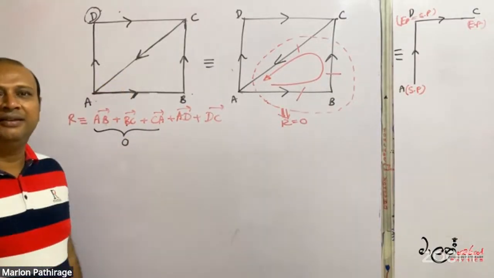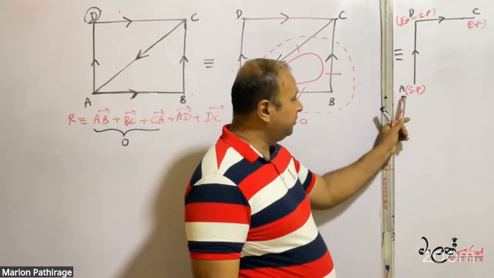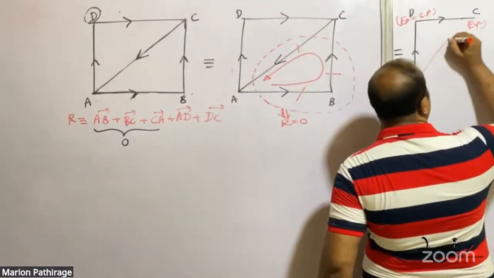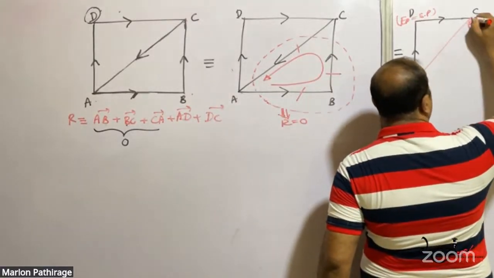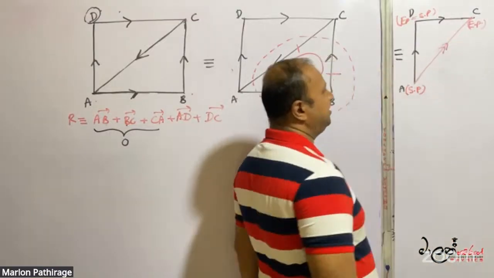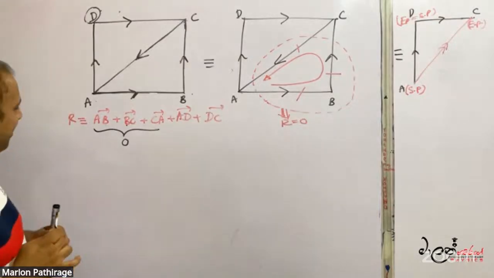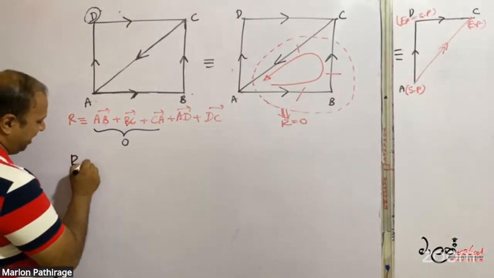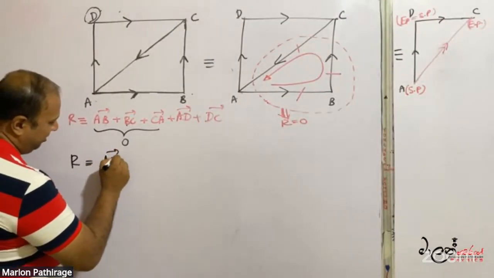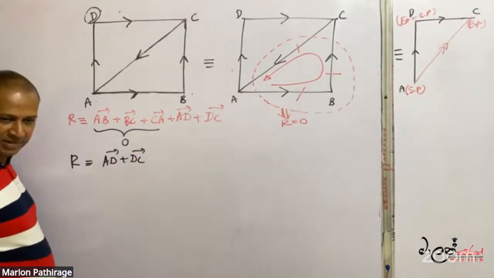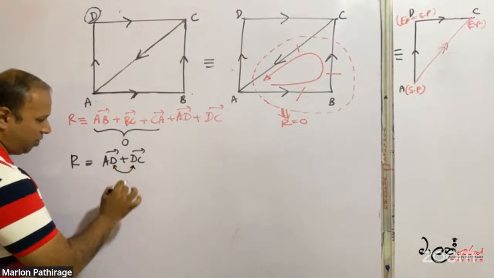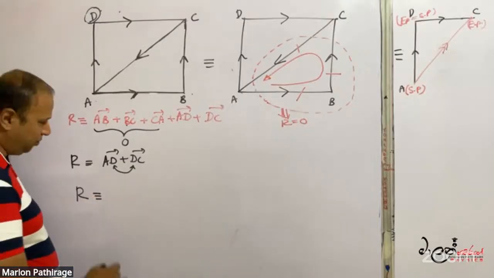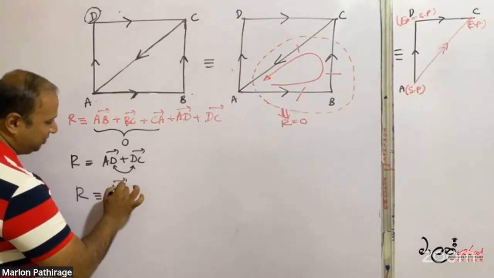Therefore, how do we take the resultant vector? You just need to construct a vector from A to C. So you have to construct a vector from A to C. This is the resultant vector. Therefore, the resultant R is equal to AD plus BC. Now these two overlap at A. Then the resultant vector R should be equal to the vector A to C.